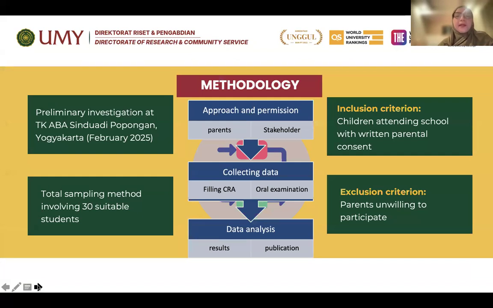We conducted a preliminary investigation in February 2025 using a total sampling method. We involved 30 eligible students with parental consent. The setting was TK Aba Sinduadi Popongan in Yogyakarta. Our inclusion and exclusion criteria were straightforward to ensure ethical participation and data validity.